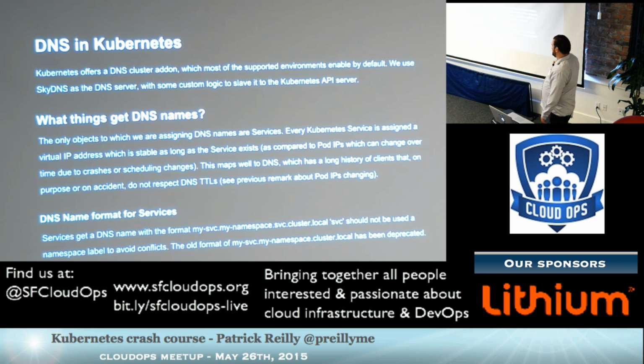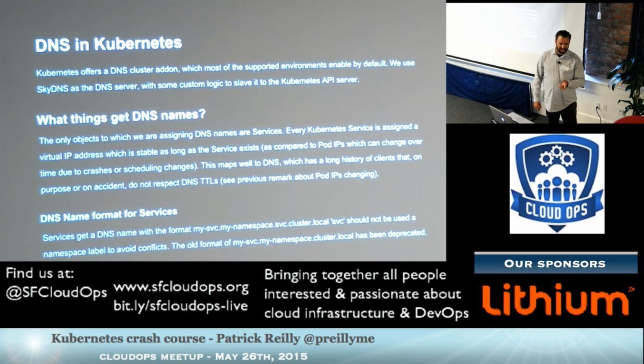This maps really well to DNS, which has a long history of clients that, on purpose or by accident, don't respect DNS TTLs. We found that with any kind of service discovery around DNS, you always have to be careful about the DNS implementation, because everyone's interpretation of the spec is slightly different. One Java library treats the TTL completely differently than some Node package does. So we just trust that these things are going to stick to the service.